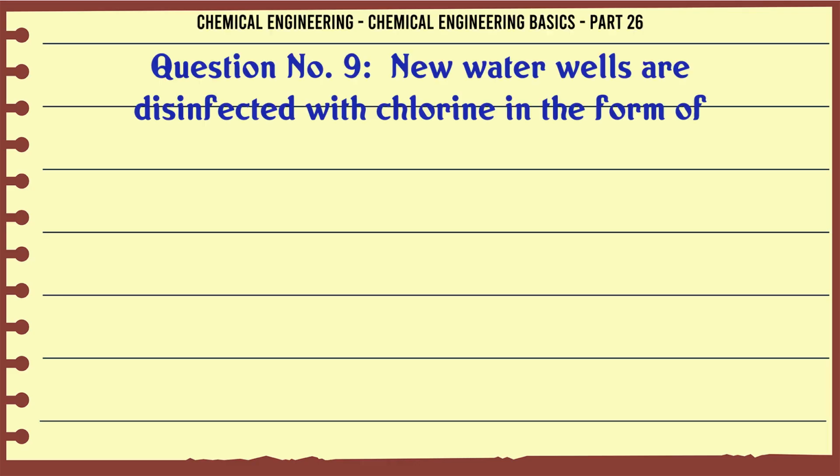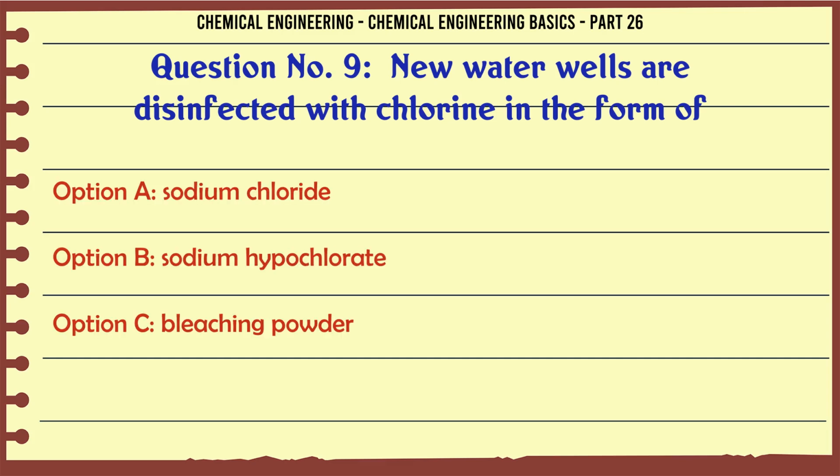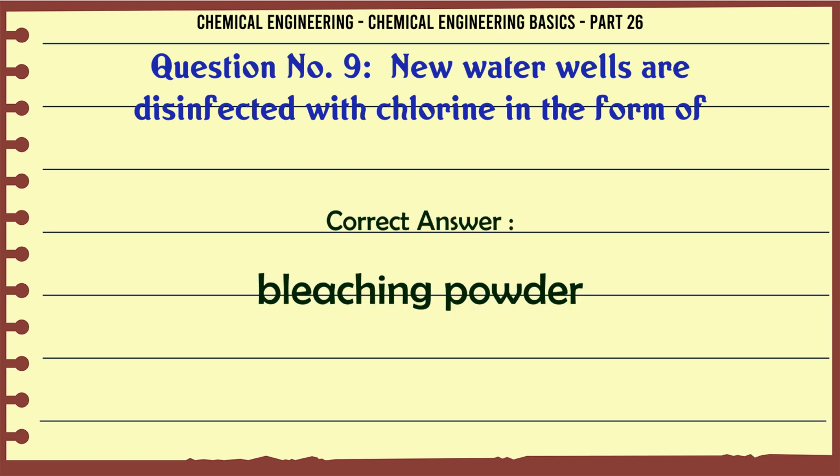New water wells are disinfected with chlorine in the form of A. Sodium chloride, B. Sodium hypochlorite, C. Bleaching powder, D. Aluminium chloride. The correct answer is bleaching powder.